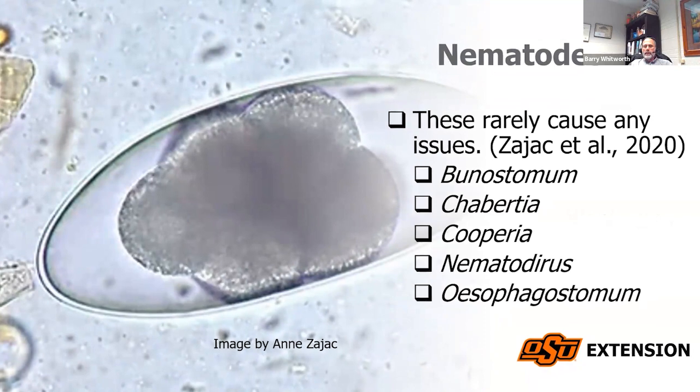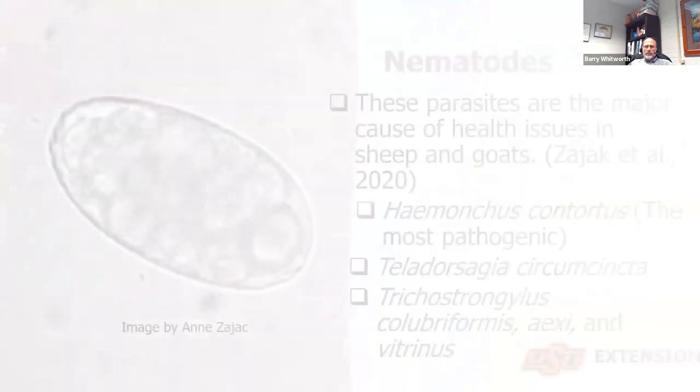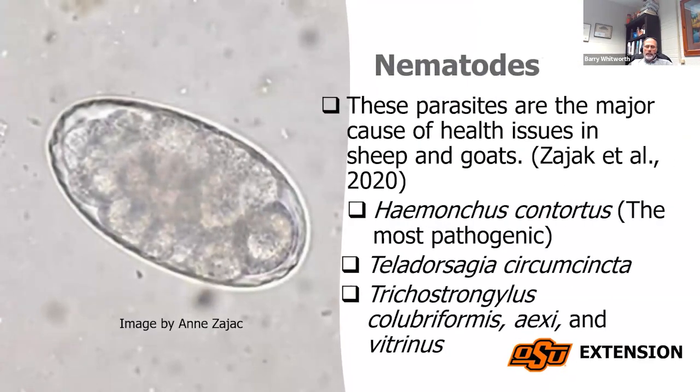But then you get to the bad boys, and that would be Haemonchus, Teladorsagia, and Trichostrongylus. These are the three that cause most of the problem, with Haemonchus being the most pathogenic of any of them. It can wreak havoc on animals and by far causes the most damage when we're dealing with these. But these are three to remember.